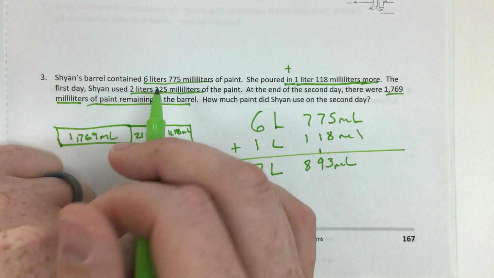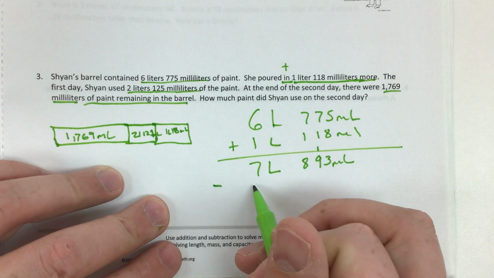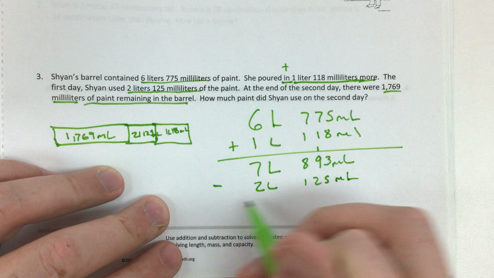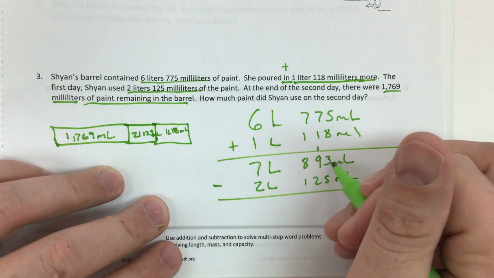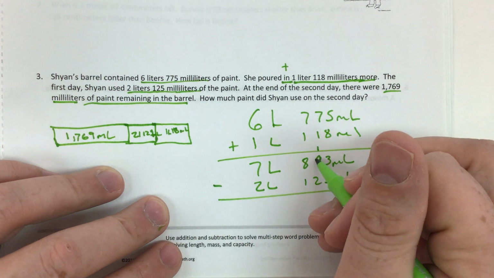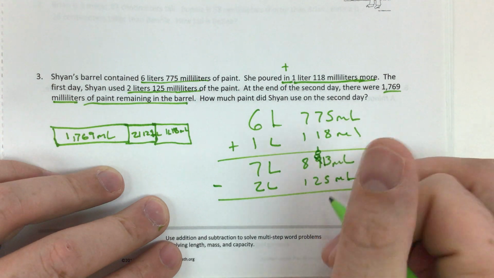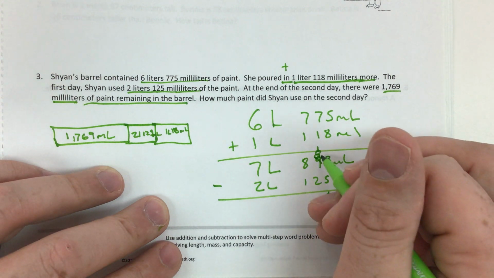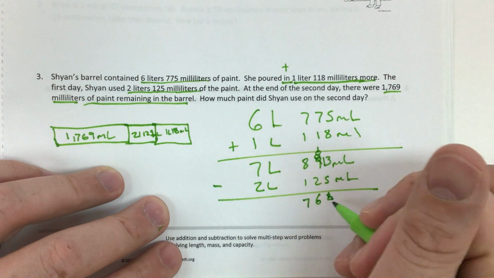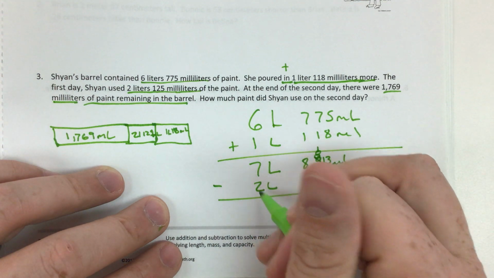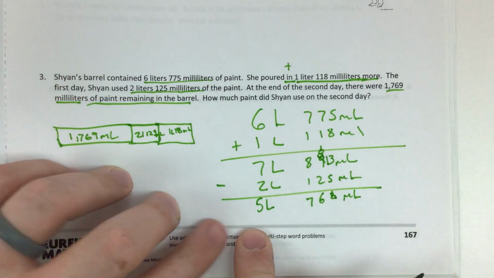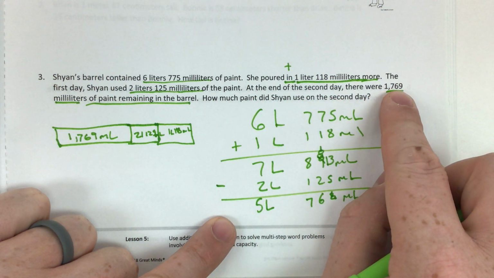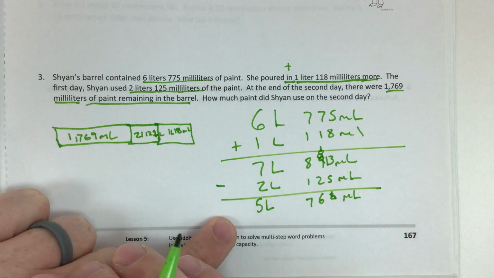The first day, Cheyenne used 2 liters, 125 milliliters. So we would do 3 minus 5, I can't do. 13 minus 5 would be, oops, excuse me, would be 8. 8 minus 2 is 6. 8 minus 1, 7. 7 minus 2 is 5. So now I know at the end of the second day, there were 1,769 milliliters of paint remaining.